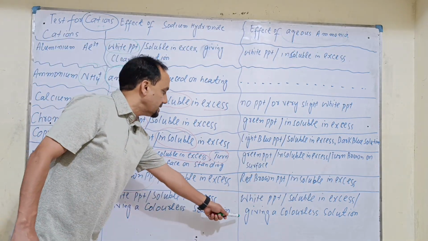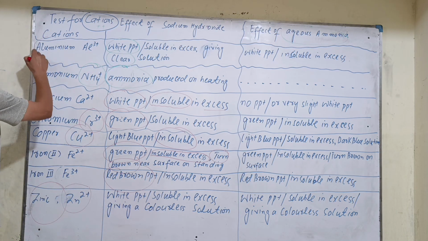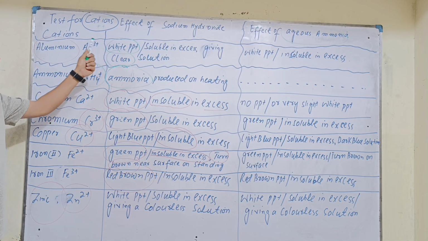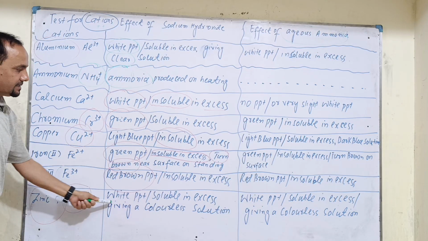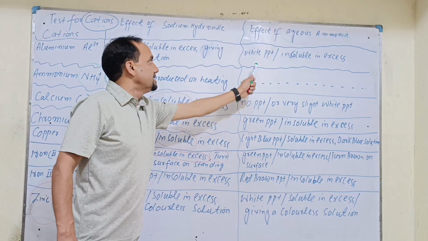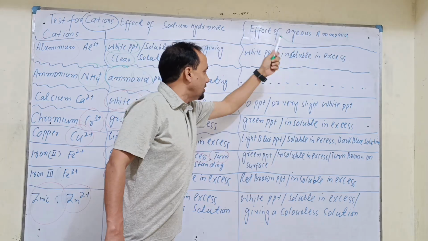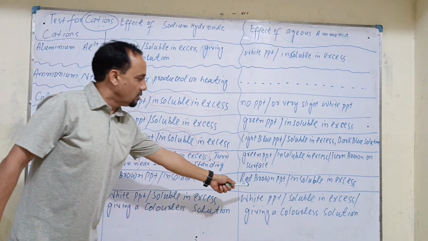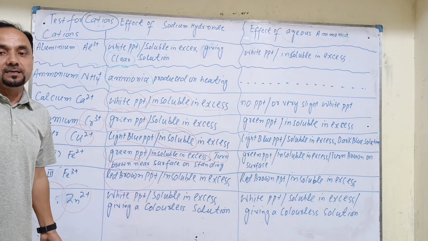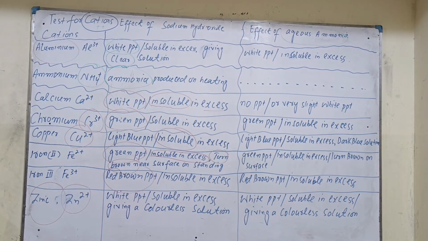giving a clear solution. Now there is a confusion between zinc cation and aluminium cation. The results for sodium hydroxide for aluminium cation and zinc cation are the same, but when ammonia solution is added, they show different results. For aluminium, white precipitate, insoluble in excess. For zinc cation, white precipitate but soluble in excess, giving a colorless clear solution. So this was all about the test of cations in your syllabus.